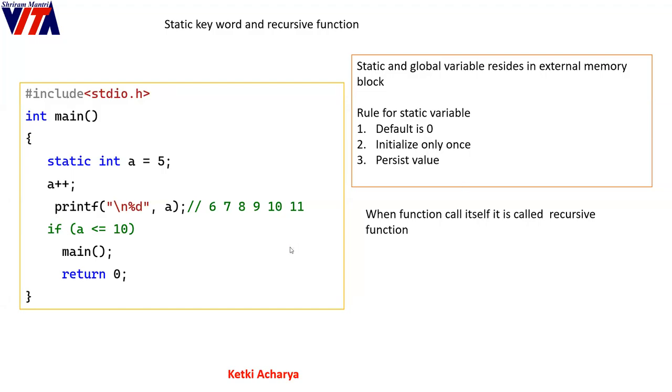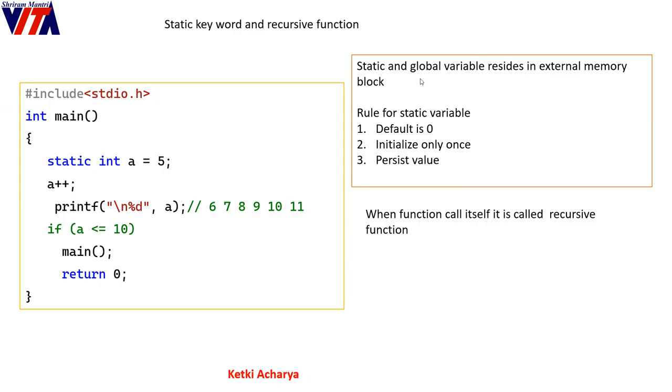In this video, we'll try to understand the use of static variable and the rules about the static variable. And can we call main recursively? So let's see this code. Static int a equal to 5.